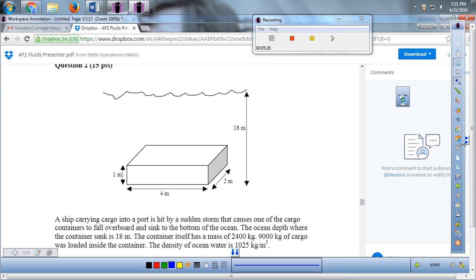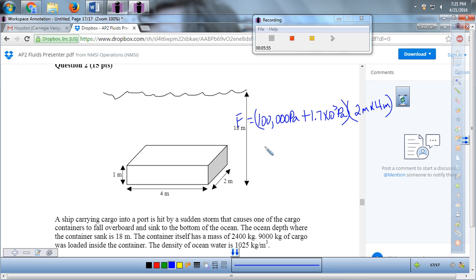And then B says, calculate the total downward force exerted on the top of the container. So we have the atmospheric pressure, which is 100,000 pascals, plus the gauge pressure, which was 1.7 times 10 to the 5th pascals. So that's the pressure. And we're looking for the force. Well, force is pressure times area, and the area is 2 by 4. So the force is going to be 2.2 times 10 to the 6th newtons. Alright, oops, that's not too good.